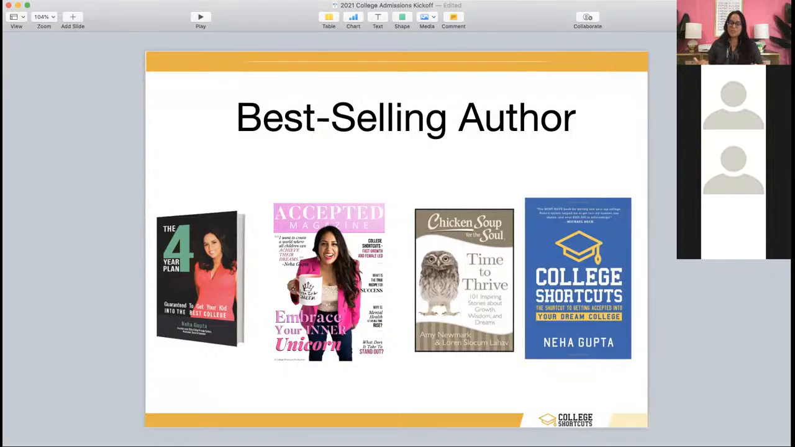I've also written College Shortcuts, the book. I was a featured author in Chicken Soup for the Soul, which was a book I used to read as a teenager. So it's kind of crazy to be in it. And then, of course, I created my own Accepted magazine. One of my biggest inspirations in life is Oprah and O Magazine. And so we created our own magazine because I truly believe that embracing your own inner unicorn is what it's all about.